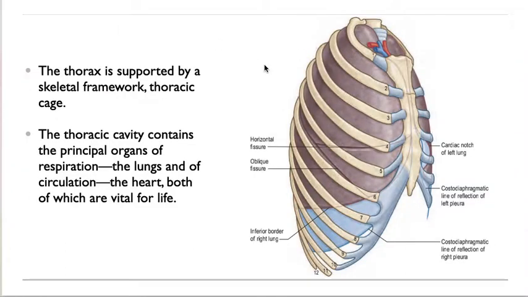Now, the thorax is supported by a skeletal framework called the thoracic cage. The thoracic cavity contains the principal organs of respiration, that is the lungs, and of circulation, that is the heart, both of which are vital for life.